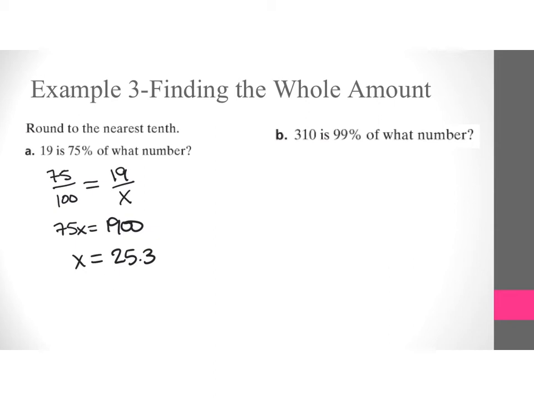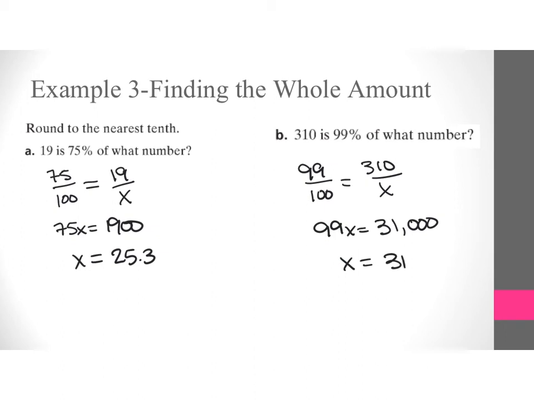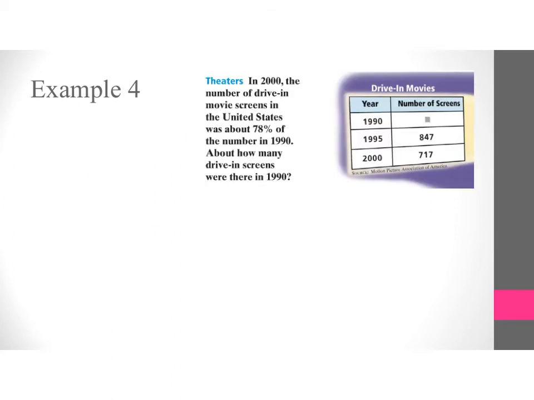For part B, it says 310 is 99% of what number? Well, 99% means that we have 99 over 100, and we have 310 over x. So if we cross multiply, I have 99x equals 31,000. And if I divide both sides by 99, I end up with x equals 313.1. And in this case, if you notice, 310 and 313 are pretty close, which probably means that we're on the right track since we have 99% that we're looking for.